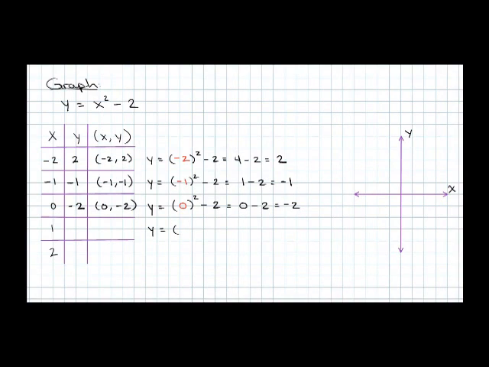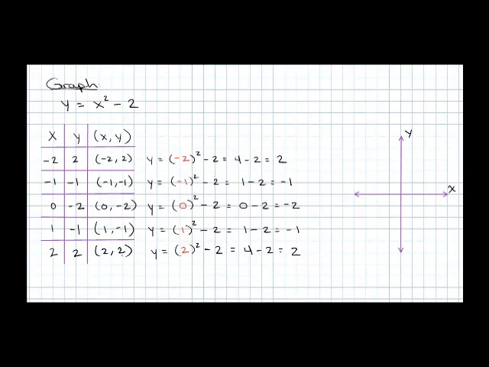Let's substitute a 1 now for x, so it's going to be 1 squared minus 2. 1 squared is just 1 times 1, which is 1, and 1 minus 2 is a negative 1. So that ordered pair is 1 comma negative 1. And last we're going to substitute 0. I'm just kidding, I meant a 2 for x. 2 squared, I didn't mean equals, I meant minus, sorry about that. 2 squared is 4, and 4 minus 2 is a 2. So we got 2 comma 2.